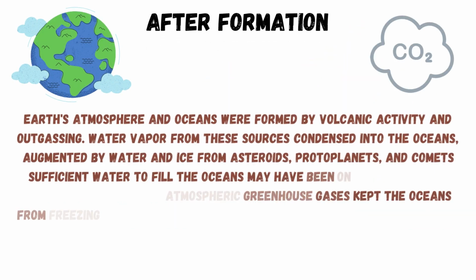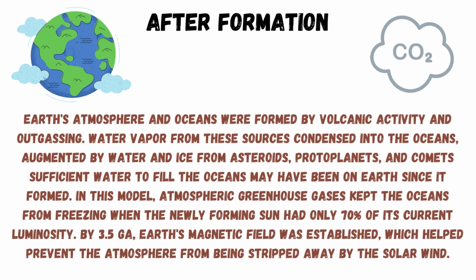After formation, Earth's atmosphere and oceans were formed by volcanic activity and outgassing. Water vapor from these sources condensed into the oceans, augmented by water and ice from asteroids, protoplanets, and comets. Sufficient water to fill the oceans may have been on Earth since it formed.